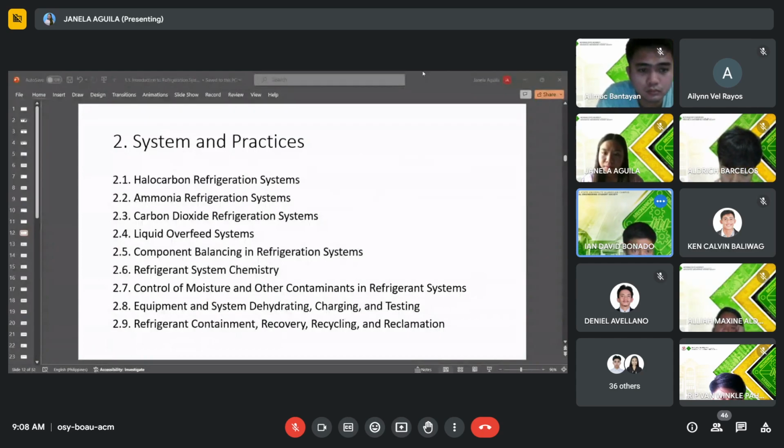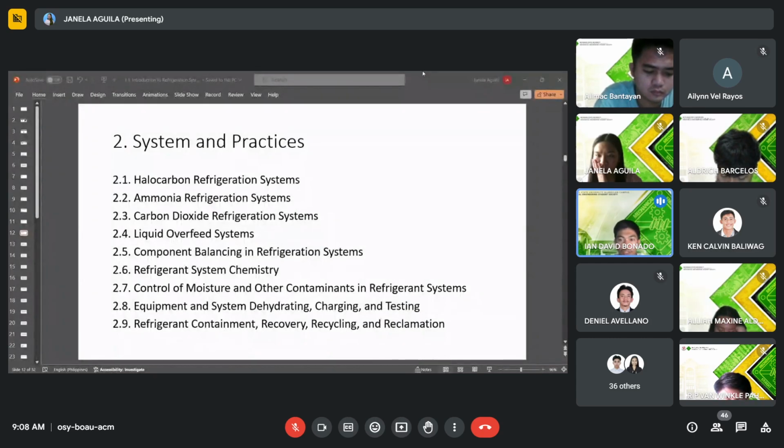Next up is equipment and system dehydrating, charging, and testing. By following proper dehydrating, charging, and testing procedures, refrigeration system installers and technicians can ensure the system is free of moisture, properly charged with refrigerant, and operating safely and efficiently. Regular maintenance and testing are essential to detect and address any issues properly, preventing downtime and costly repairs.